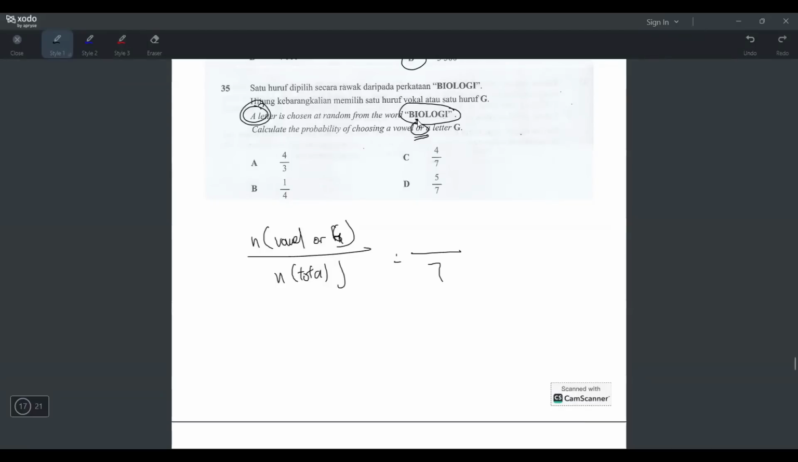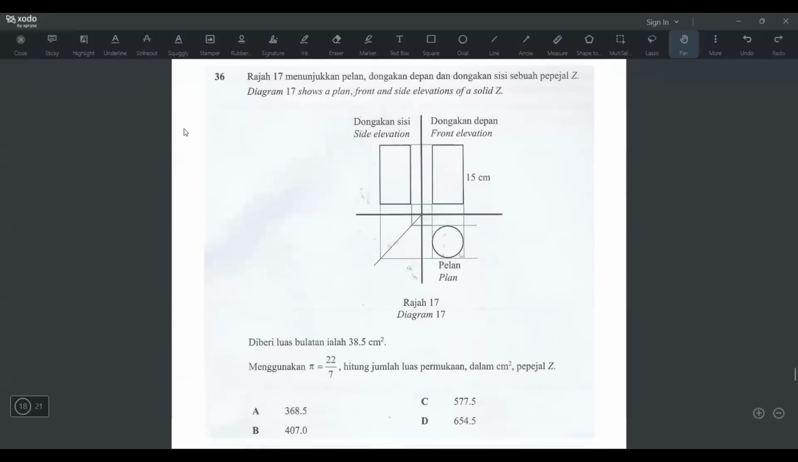So I is vowel, O is vowel, O is vowel, I is vowel, right? But G is also, because they say vowel or G. It means if you get G, it is considered success also. So you get vowel, success, get G, also considered success. So this also has to be counted. So it's like 1, 2, 3, 4, 5. So out of 7, there's only 5 letters which are vowel or G, right? So this is the answer. D is the answer. Okay, that's all.